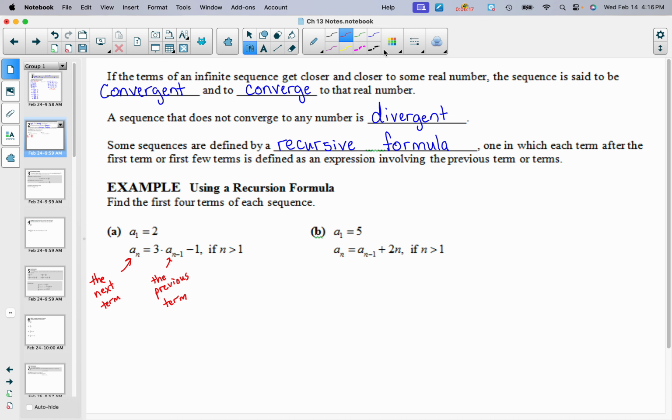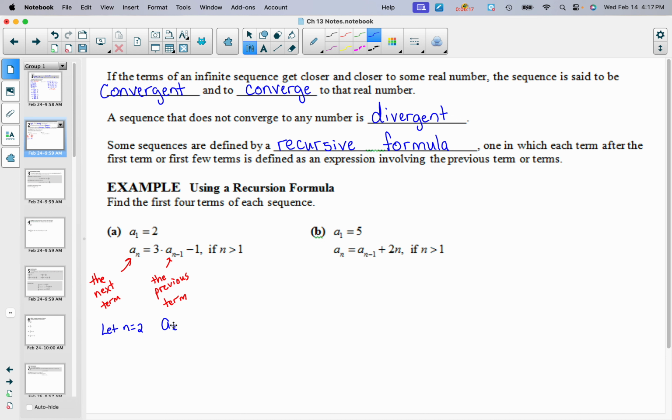Now, they tell you where to start too, because they say n is greater than 1, which means I'm going to start with 2. By the way, as I said in the very first statement, n is the set of natural numbers. So n can't be a half or anything like that. They are natural or counting numbers. So I'm going to start by letting n equal 2. Then I want to find a sub 2.